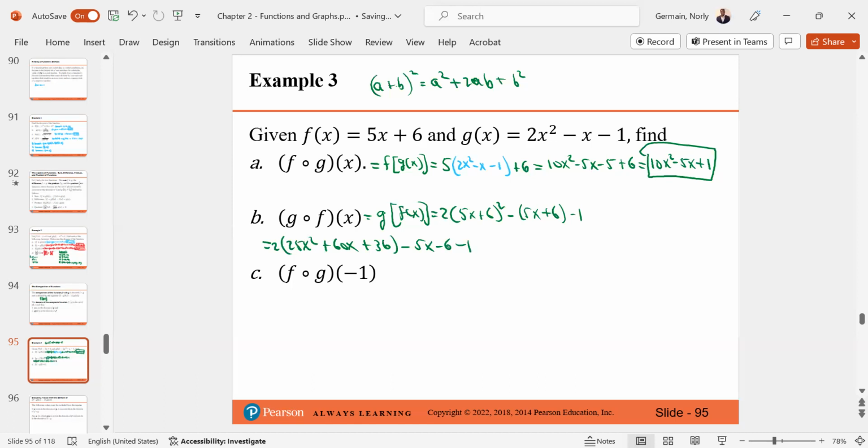Now let's distribute the 2. We have 50x squared plus 120x plus 72, minus 5x minus 6, minus 1.